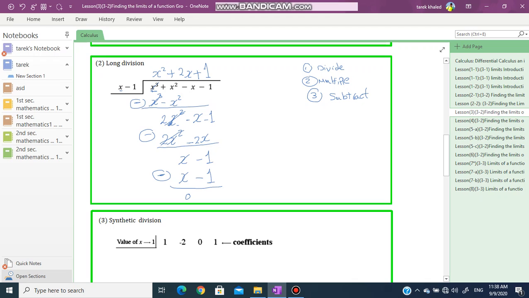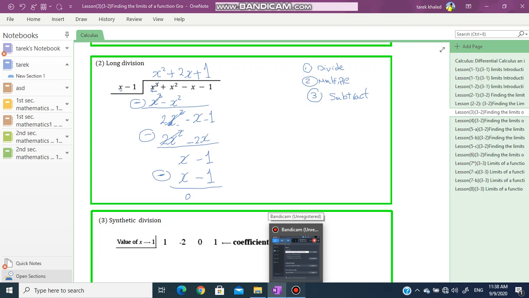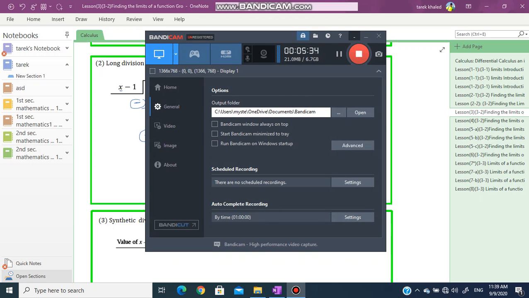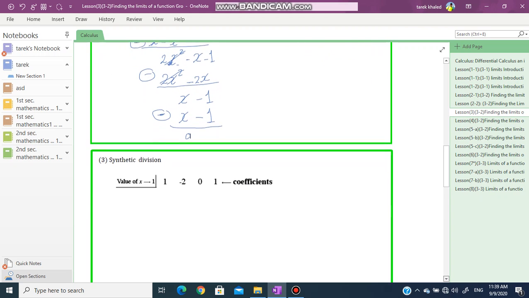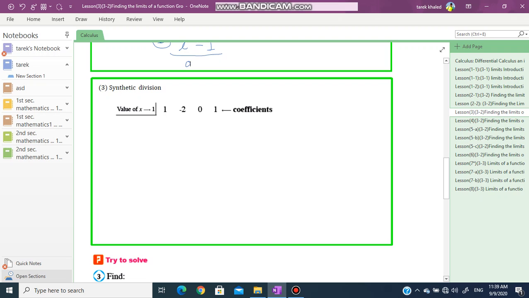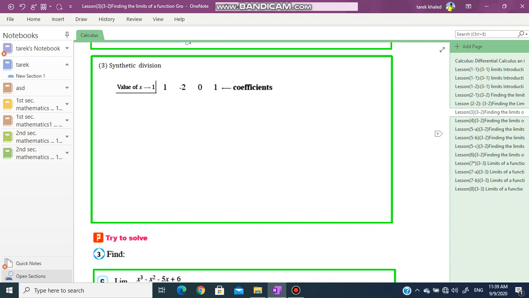So, in the long division of x power 3 plus x power 2 minus x minus 1 over x minus 1, the result or the quotient will be x power 2 plus 2x plus 1. There is another division called synthetic division. In synthetic division, we use the coefficients of the expression.